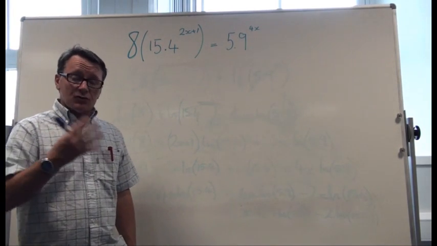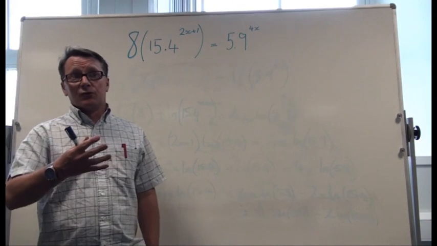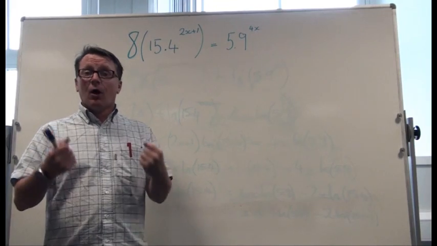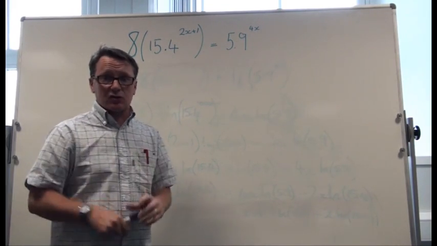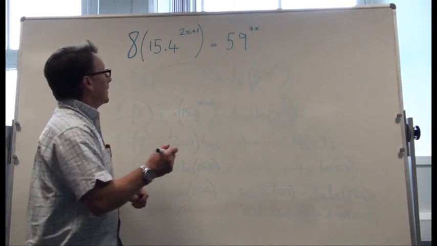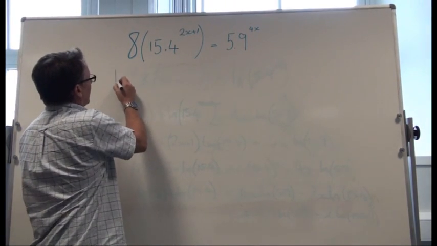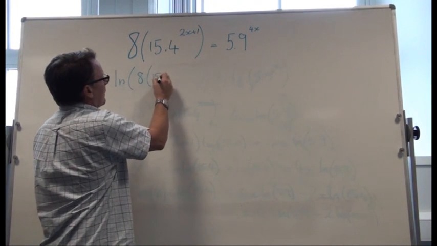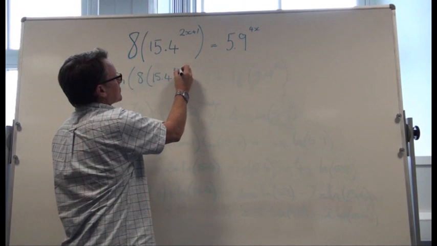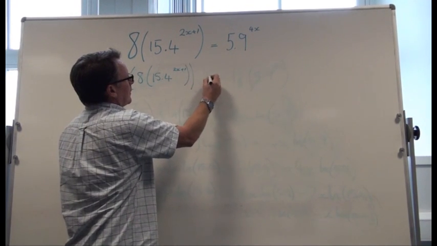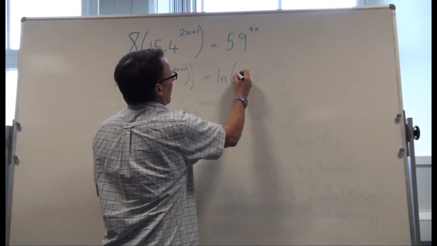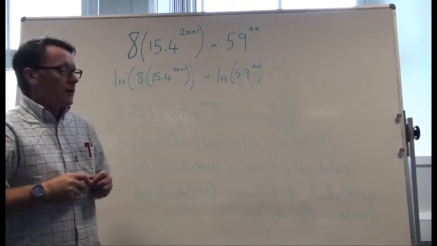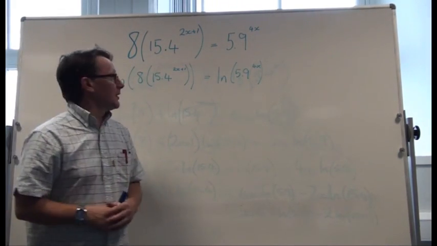And in using logs, it doesn't matter if we use common logs or natural logs, as long as we use the same type of logarithm on both sides of the equation. So let's do that now. Let's take logs of both sides. So that simply gives us ln of 8 times 15.4 to the power 2x plus 1 equals ln of 5.9 raised to the power 4x. Notice here I'm using natural logs, but it doesn't matter.